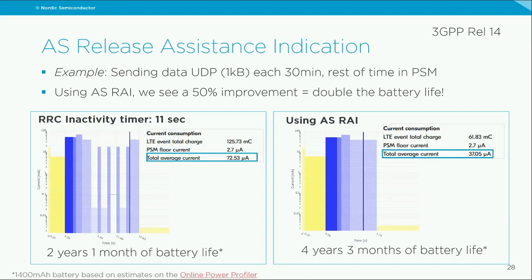And this is based on a 1400 milliamperes battery. And the estimates are based on our online power profiler, so you can actually do this testing yourself as well. So by just enabling this feature, you can double your battery life in some scenarios. So this is very, very important and a good improvement.